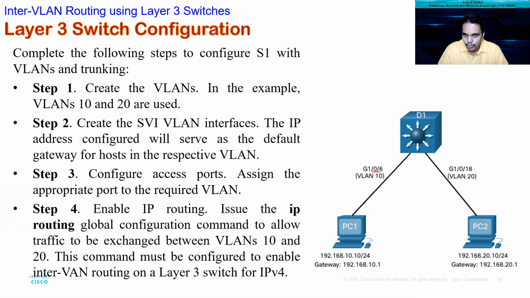You have to assign this port to VLAN 10 and you have to assign this port to VLAN 20. And after that, you need to enable IP routing. It is done by issuing the command ip routing. That's all, to allow the traffic to be exchanged between VLAN 10 and VLAN 20. This is the requirement: you need to type in this command to enable inter-VLAN routing on a layer 3 switch, because this is a switch. If you want it to do routing, you need to enable IP routing, or simply type in ip routing. That's all.